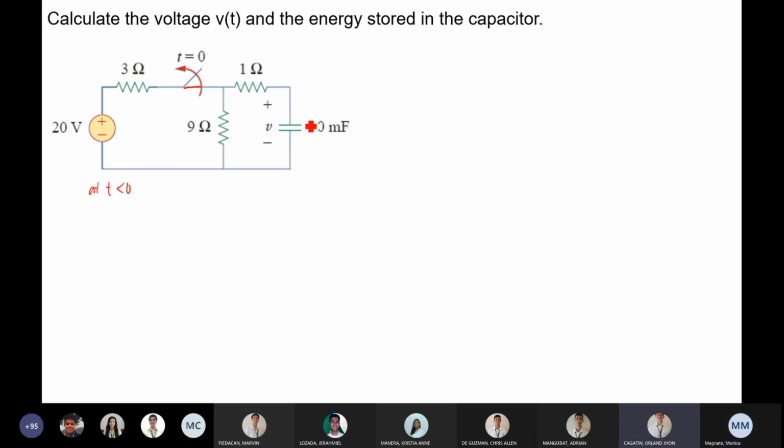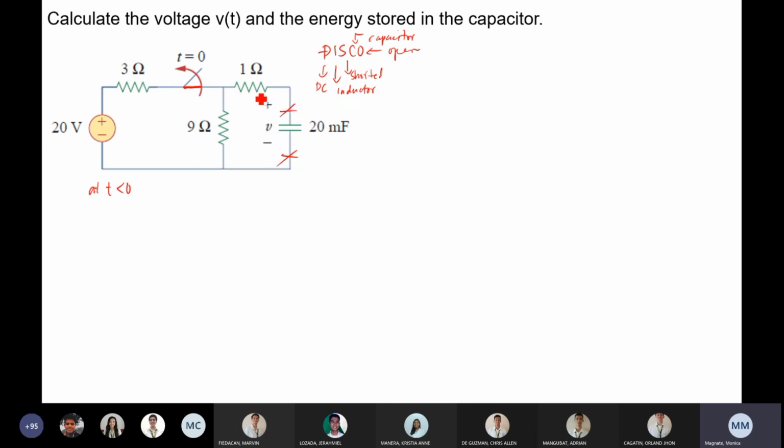Close lang na po. Close o open? Ano nga yun? Di ba meron tayong disco? Open, open, no? So, di ba yung sa disco natin, kapag DC, yung inductor natin is shorted, di ba? Tapos, yung capacitor naman natin, siya naman yung open. Okay? So, kapag naka-switch ito, connected yung 20 volts natin sa circuit, yung ating capacitor dito is naka-open.